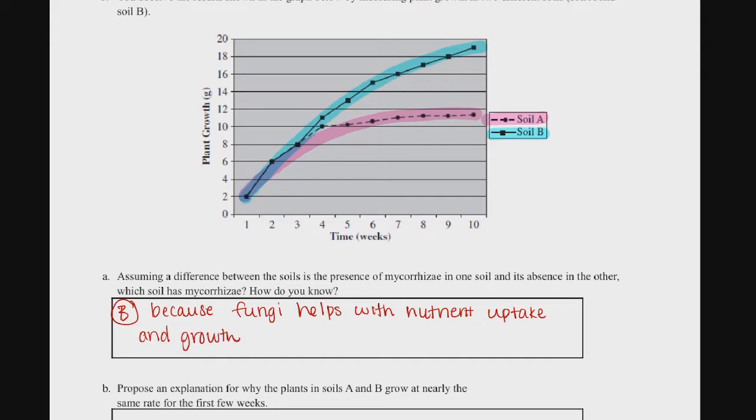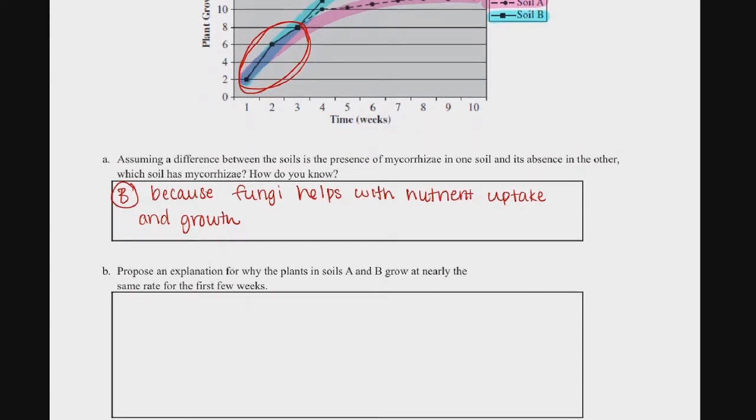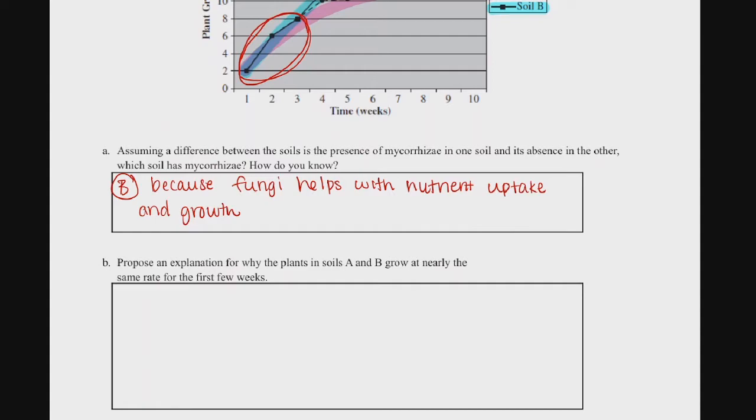And B asks, propose an explanation for why the plants in soils A and B grow at nearly the same rate for the first few weeks. So it's just talking about this section over here where the colors are overlapping. An explanation for this is that the seedlings have a lot of nutrition stored in the endosperm of the seed, and so they don't need a lot of external nutrition at first. So it's one explanation.